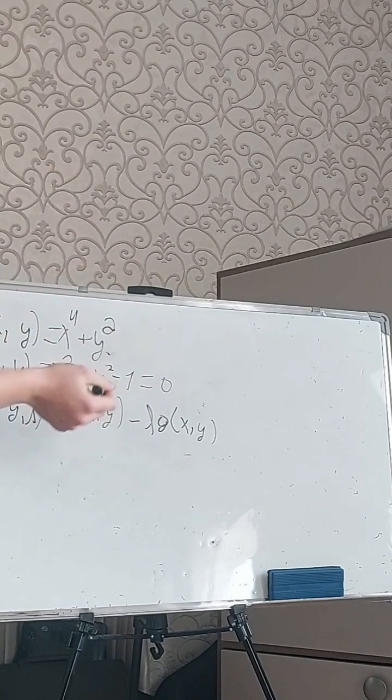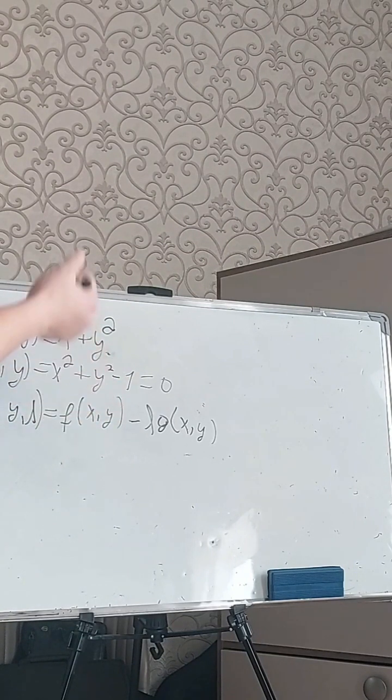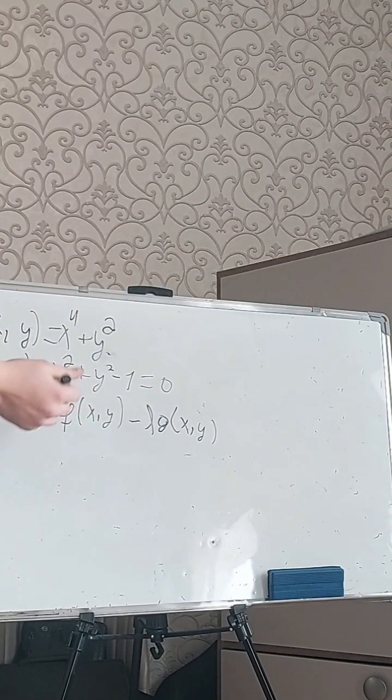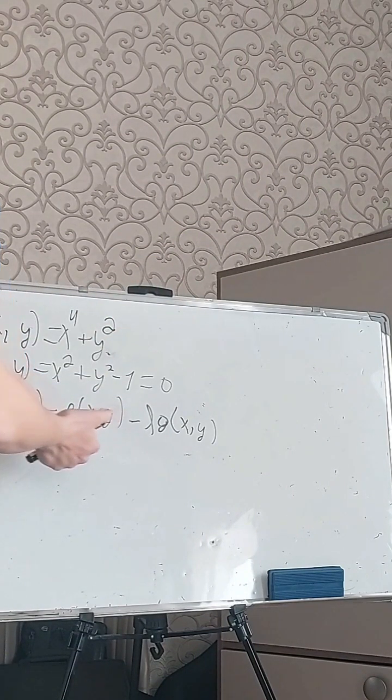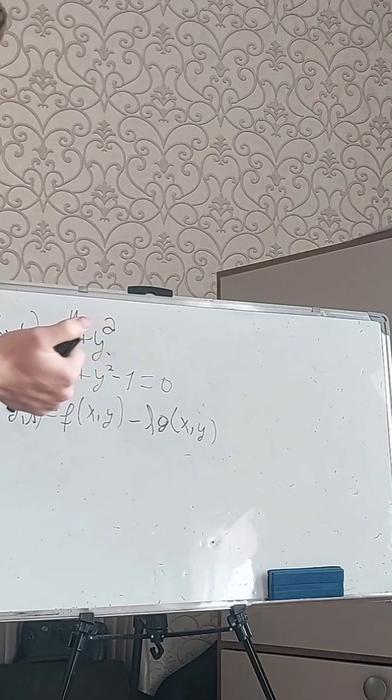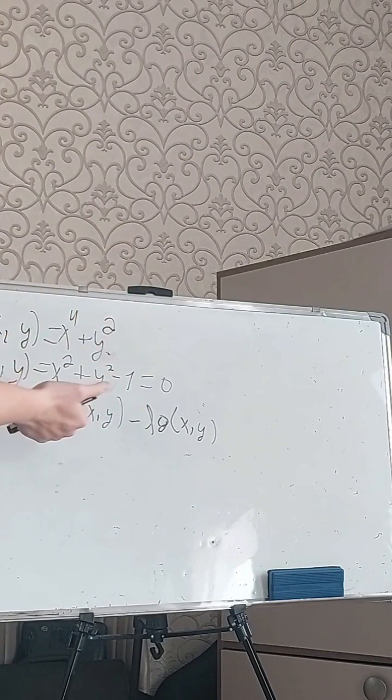So we need to calculate the partial derivatives of L with respect to x, y and lambda. These derivatives will be set to 0 to find where the function doesn't change, which are our potential extrema. So let's try it.